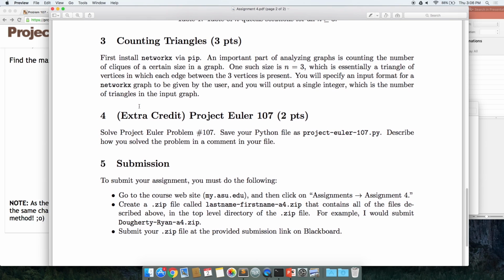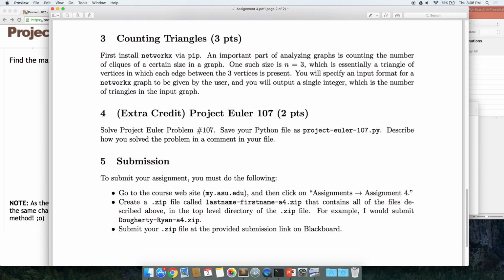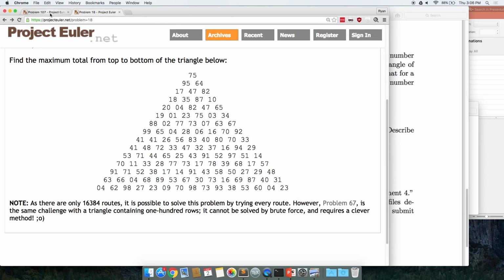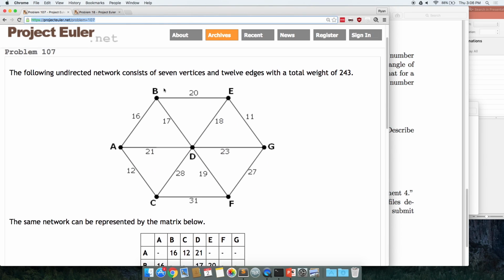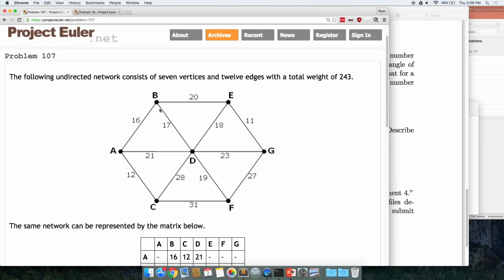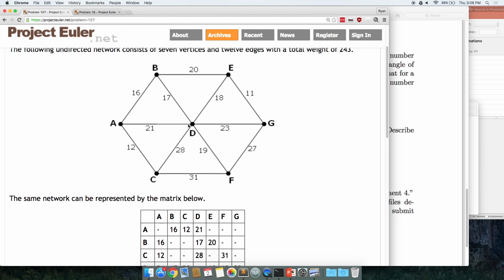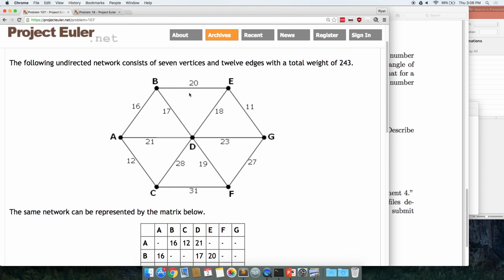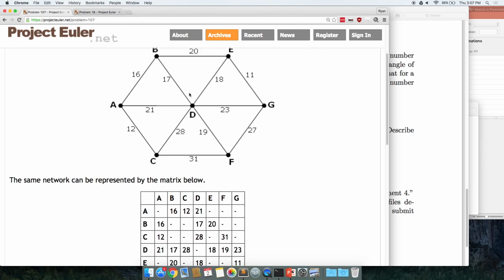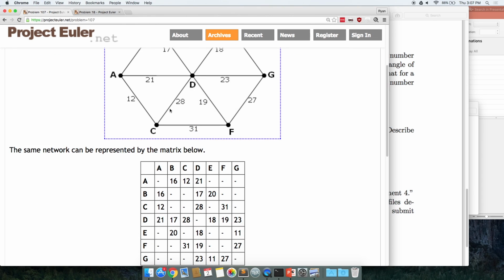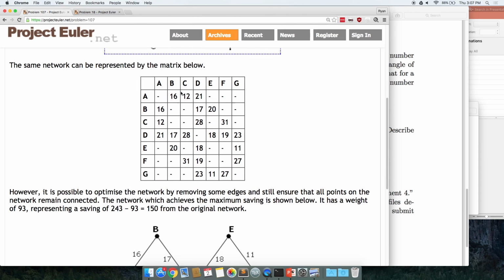All right, so as extra credit, I have problem 107 from Project Euler, so a really far jump ahead. You're given an undirected graph right here, which has some weights on the edges. I didn't talk about weights, but basically you can assign a number to each edge in the graph, whether that be some kind of cost, weight, distance, or some kind of measure. And then they print out the adjacency matrix of the graph that they showed above.